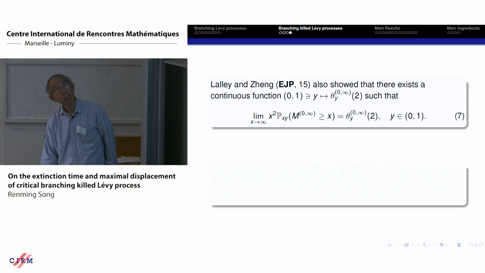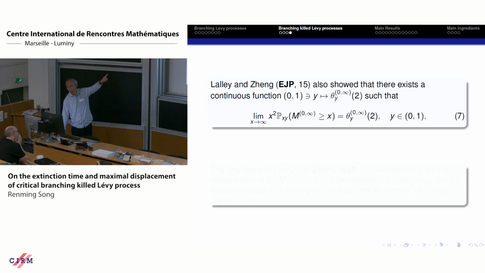So if you start from a fixed point y and let x go to infinity, you have x cubed. And now if you start from x times y, so the starting position also goes to infinity, the tail behavior again reverts back to 1 over x squared.